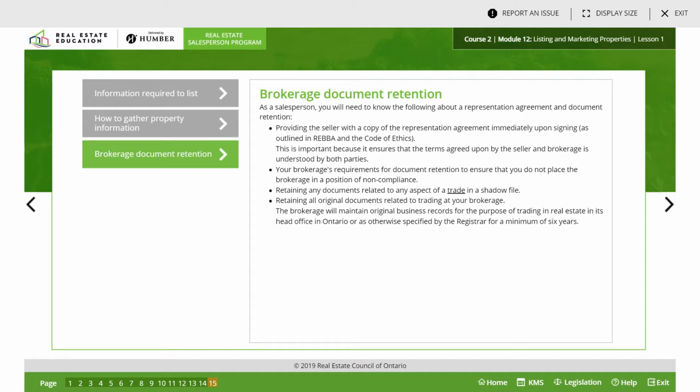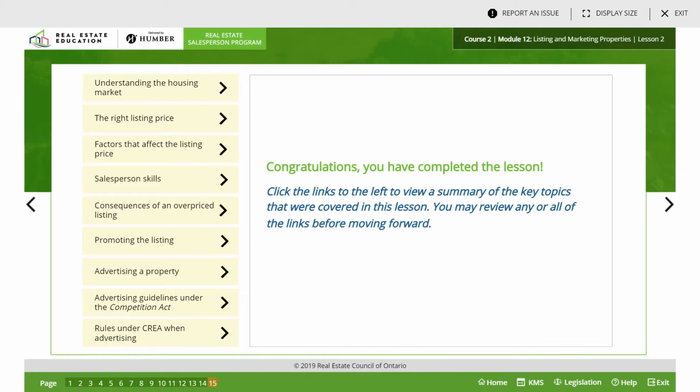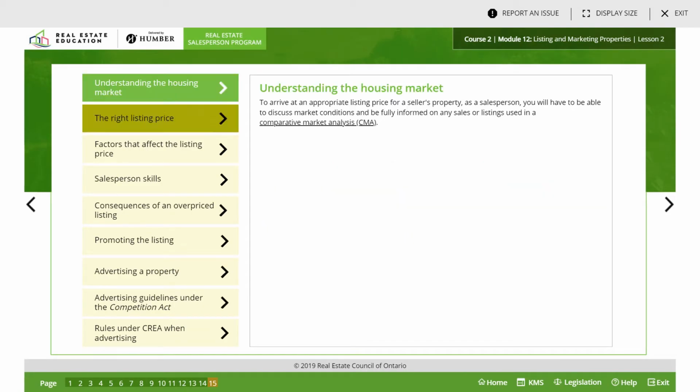Retain all original documents related to trading at your brokerage. The brokerage will maintain original business records for the purpose of trading in real estate in its head office in Ontario, or as otherwise specified by the registrar, for a minimum of 6 years. That was lesson 1. Let's move on to lesson 2, listing a residential property. There's a lot of information here that we need to know.